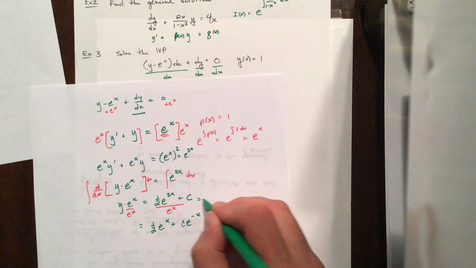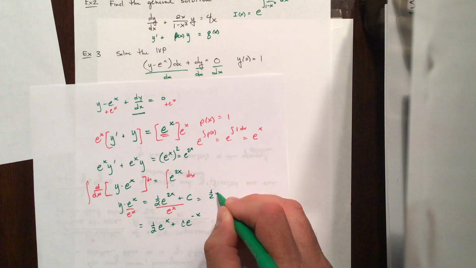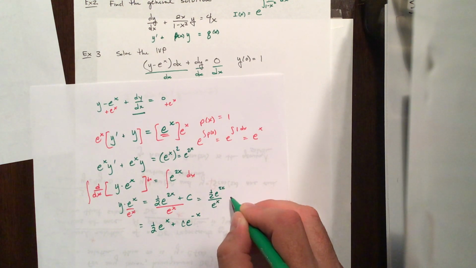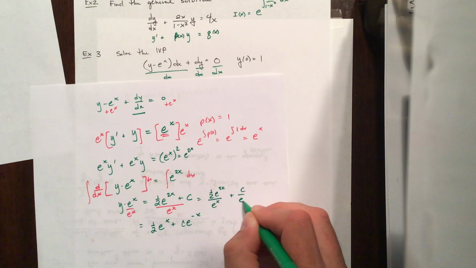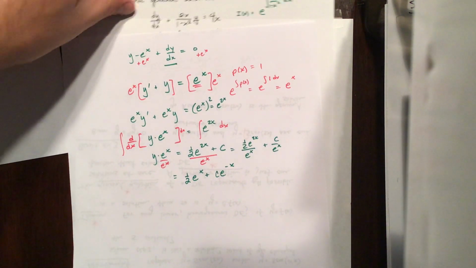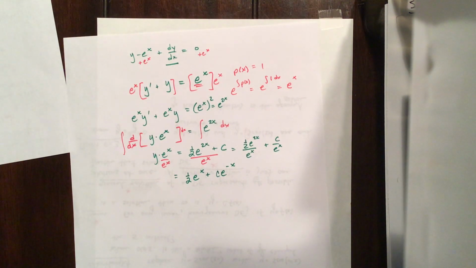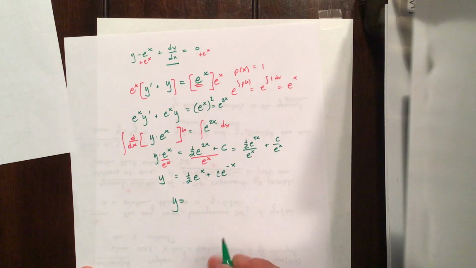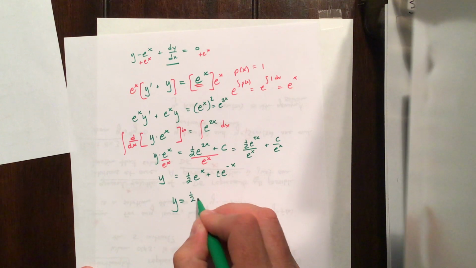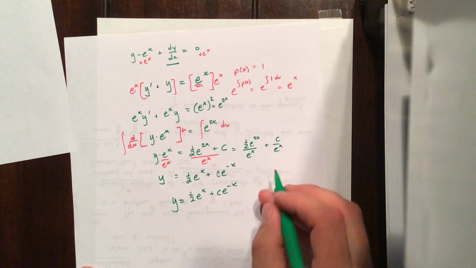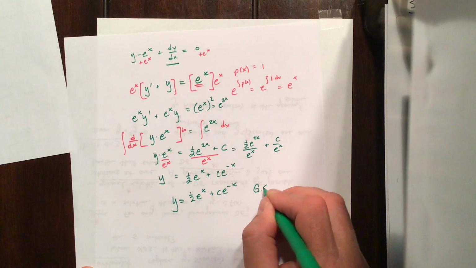Just to make it perfectly clear, what I'm doing is I'm splitting up the fraction into its two parts and simplifying each term. And that's all equal to y. So y equals 1/2 e to the x plus c e to the minus x. And that's my general solution.